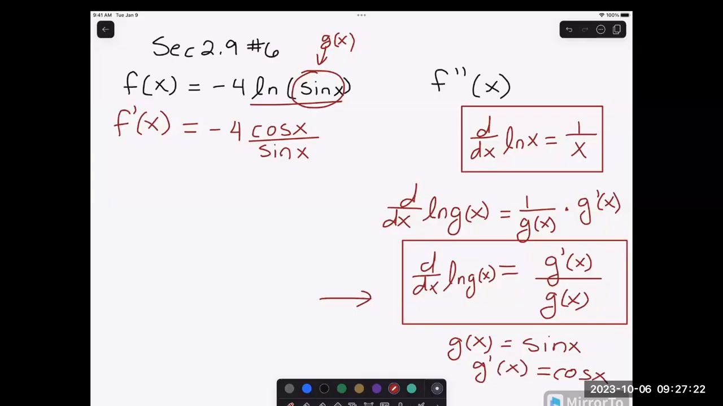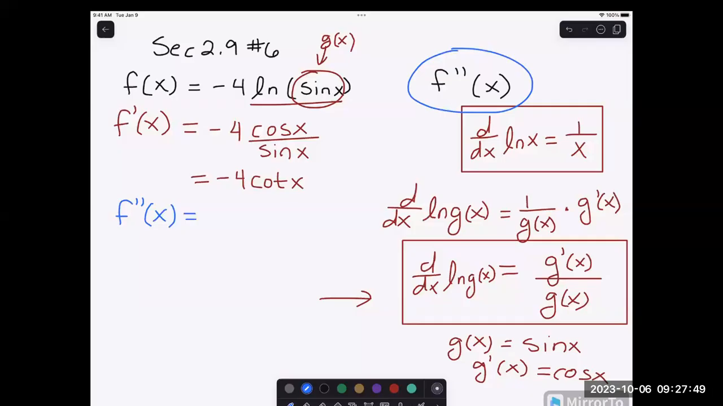And then you might want to recognize that this is the same thing as cotangent, right? That way you can avoid having to use the quotient rule when you find f double prime of x. So now I'm finding f double prime of x, which is the derivative of the derivative. And so I bring down my -4, and then the derivative of cotangent is negative cosecant squared x. And I'm done. That's it.